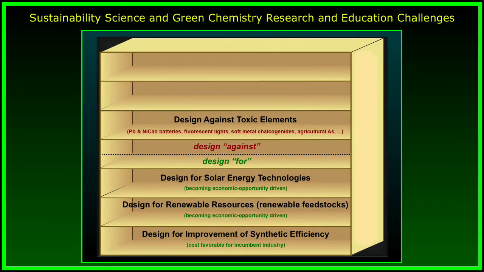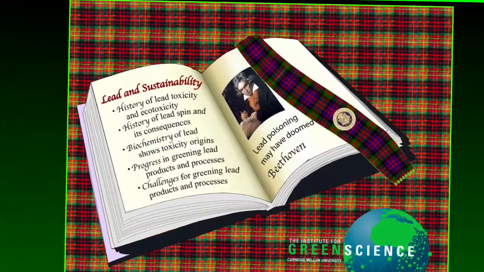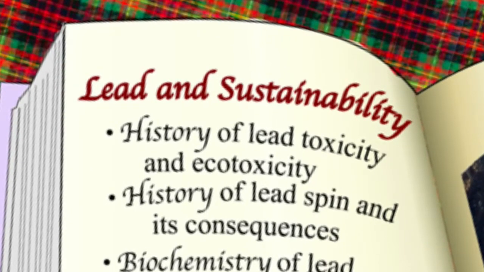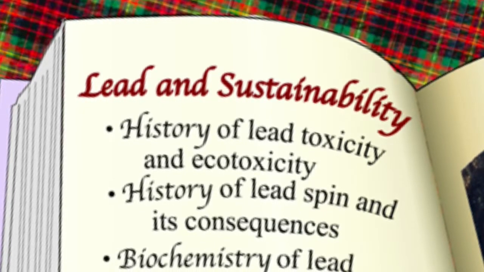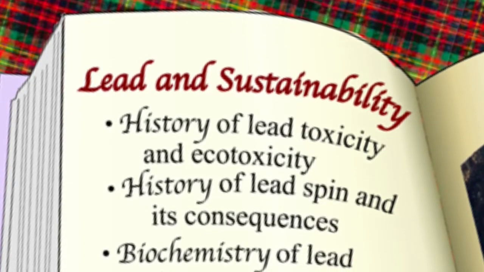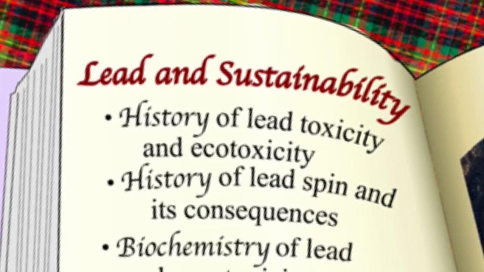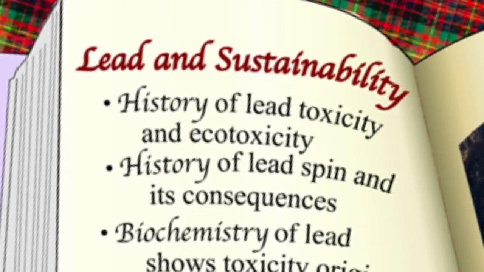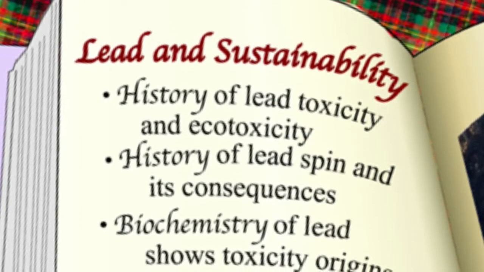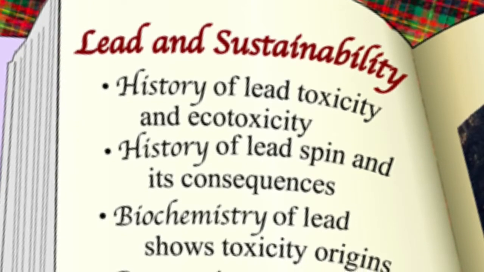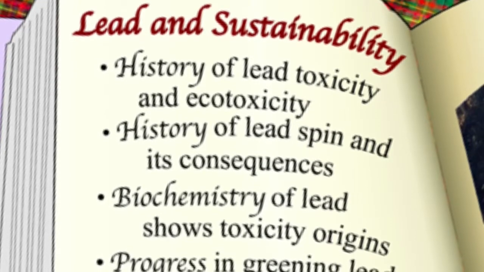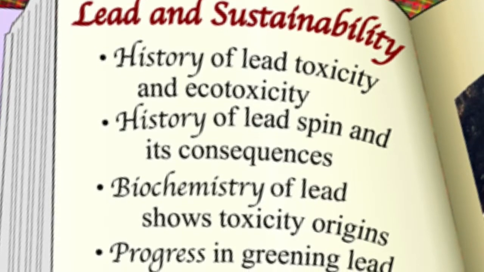Well, at this point, let's take a book from this particular shelf and open it at the table of contents, the Book of Lead and Sustainability. Here you see topics such as the history of lead toxicity and ecotoxicity, an extraordinary history. Human beings have been poisoning themselves with lead for many millennia. History of lead spin and its consequences. It's an extraordinary fact of history that a small group of people congregated around the Lead Industry Association in the United States kept lead in household paint in this country for many decades longer than it took to get lead out of household paint in other countries around the world.